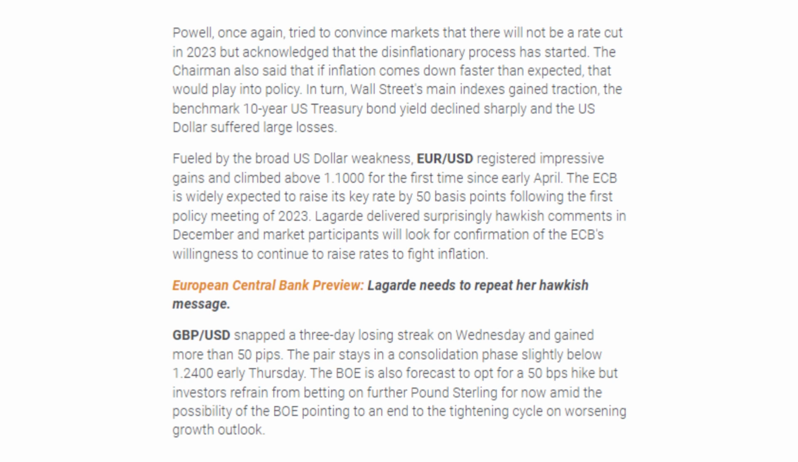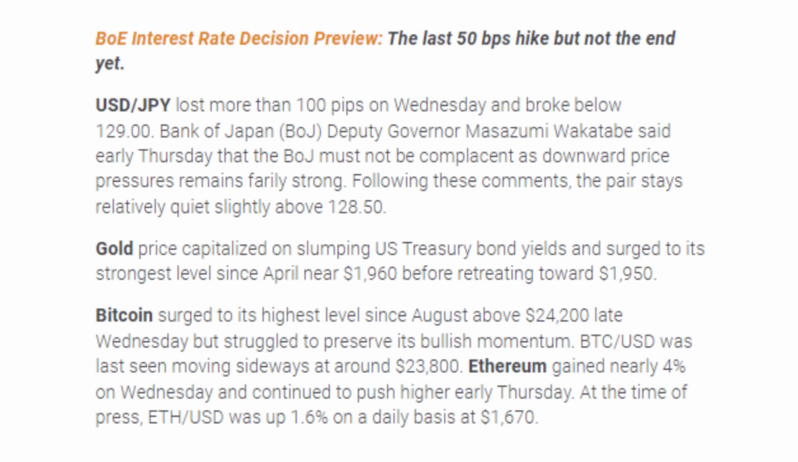European Central Bank preview: Lagarde needs to repeat her hawkish message. Pound sterling to US dollar snapped a 3-day losing streak on Wednesday and gained more than 50 pips. The pair stays in a consolidation phase slightly below 1.2400 early Thursday. The BOE is also forecast to opt for a 50 bps hike, but investors refrain from betting on further pound sterling for now amid the possibility of the BOE pointing to an end to the tightening cycle on worsening growth outlook. BOE interest rate decision preview: the last 50 bps hike, but not the end yet.